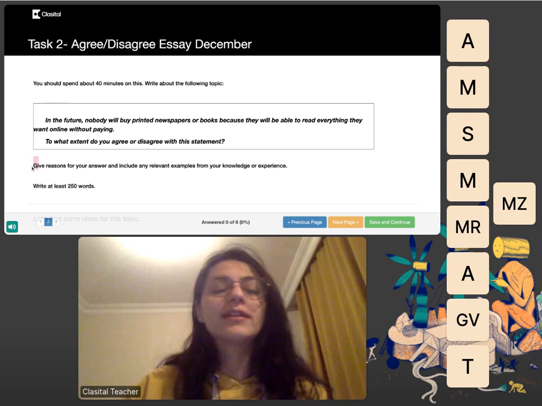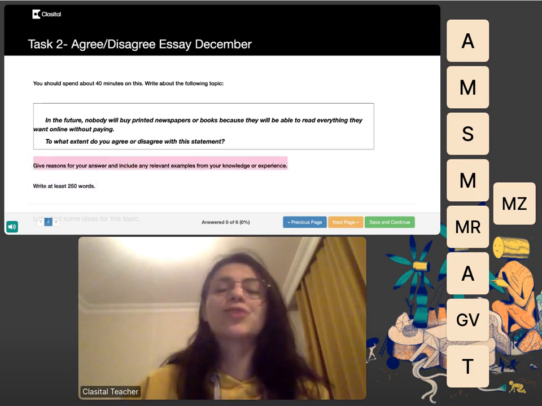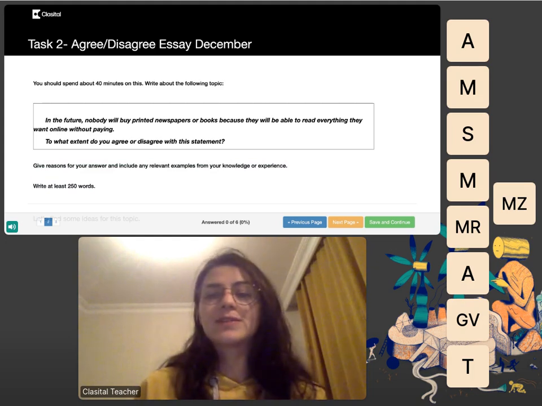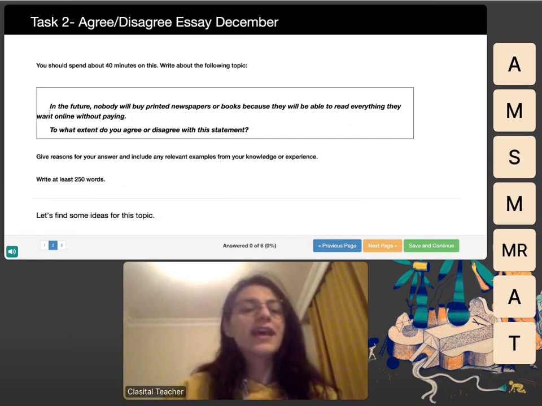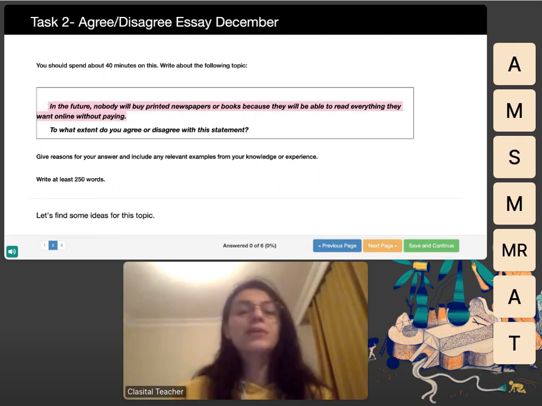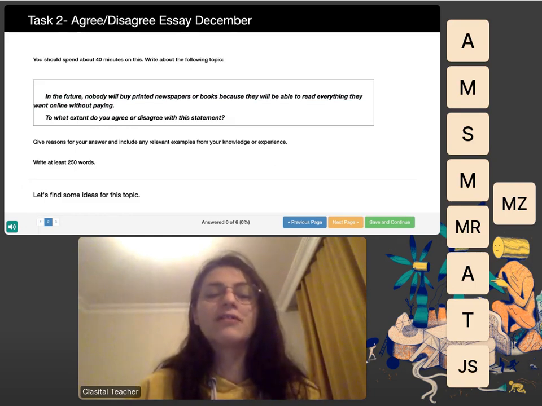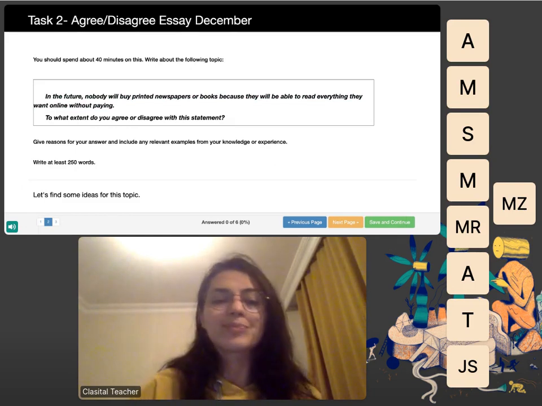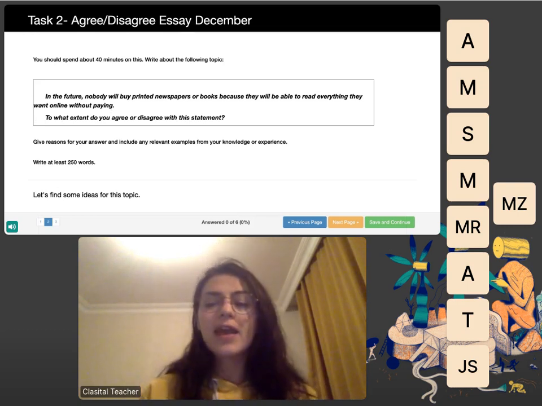And it says we also need to give reasons for our answer and include any relevant examples from our own knowledge or experience. Now, let's read the question together. The question today is: in the future, nobody will buy printed newspapers or books because they will be able to read everything they want online without pay. To what extent do you agree or disagree with this statement?